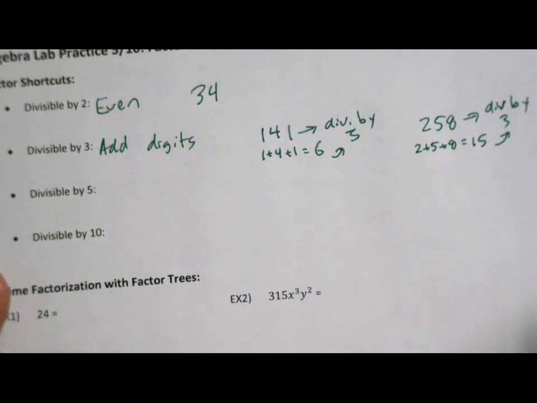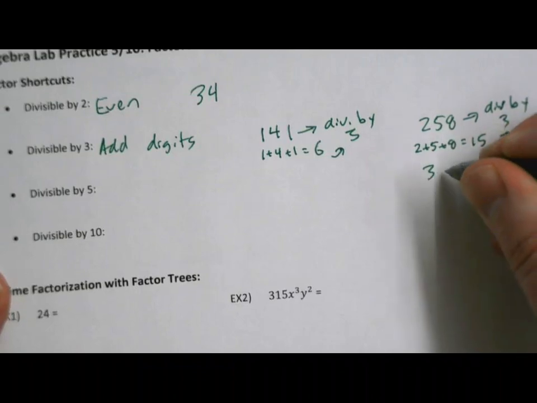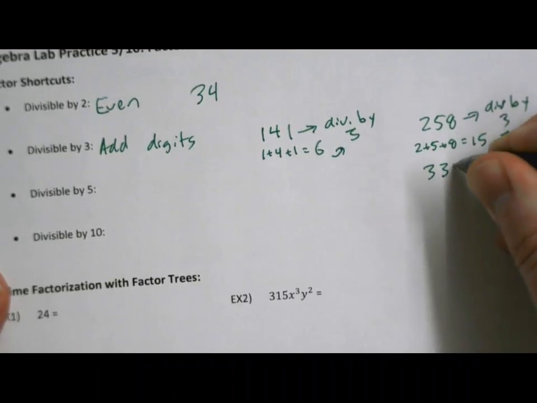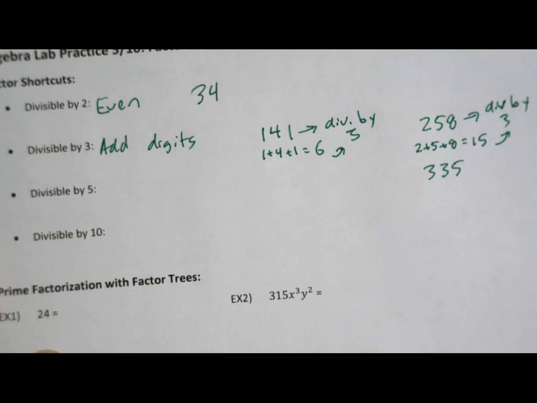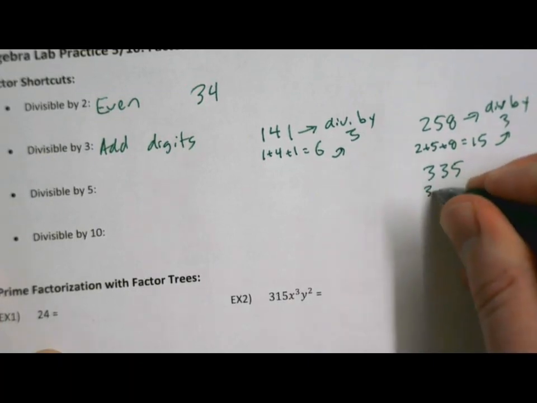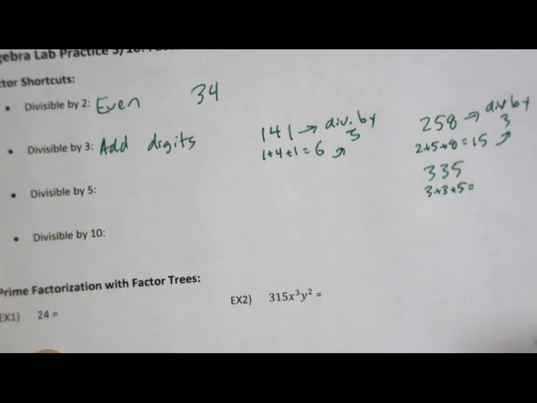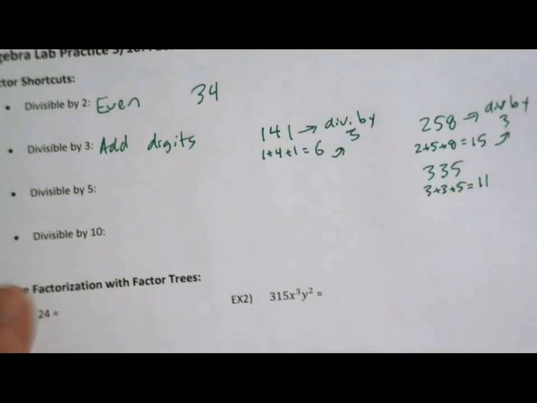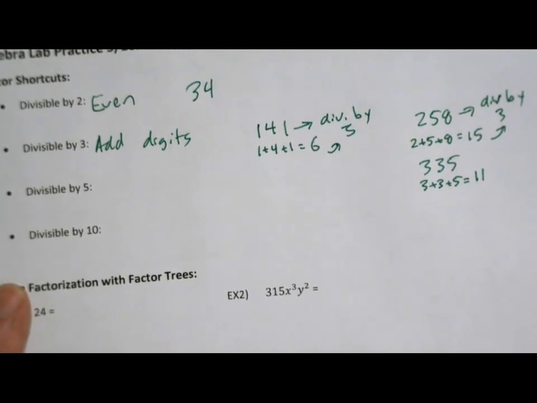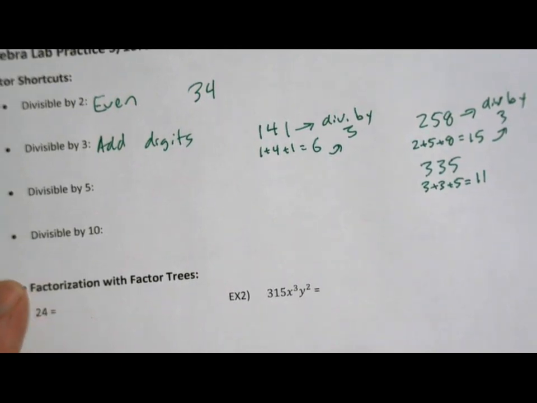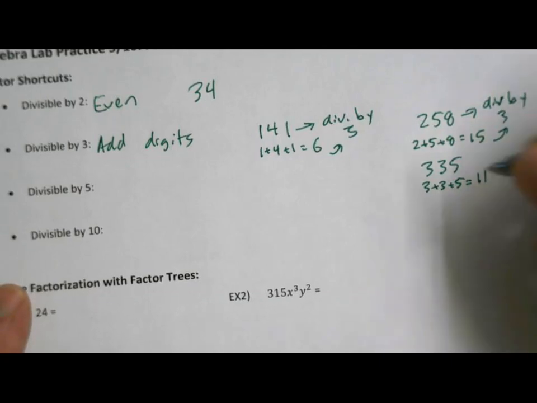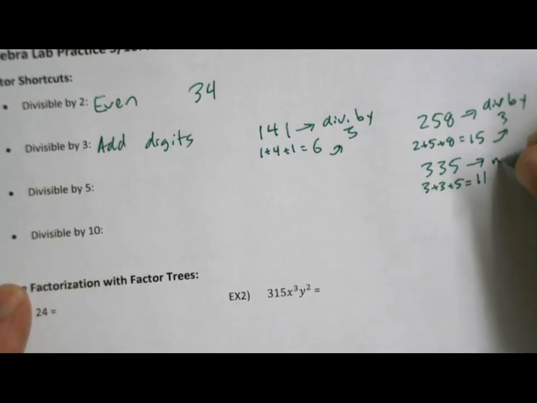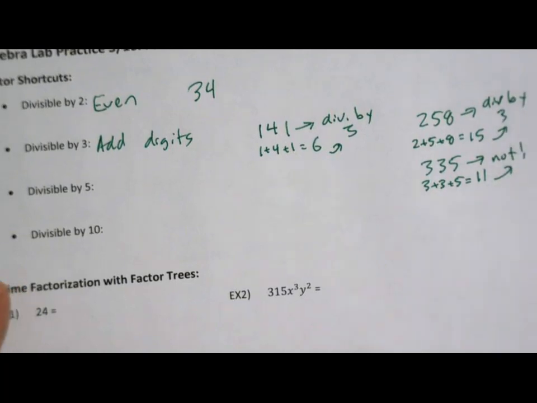Here's one more. 335. Add those digits up. What's 3 plus 3 plus 5? 11. Is 11 divisible by 3? Hey, pay attention. Is 11 divisible by 3? Nope. So then this is not either, because 11 is not. So add up the digits. If the digits are divisible by 3, then the whole thing is divisible by 3.